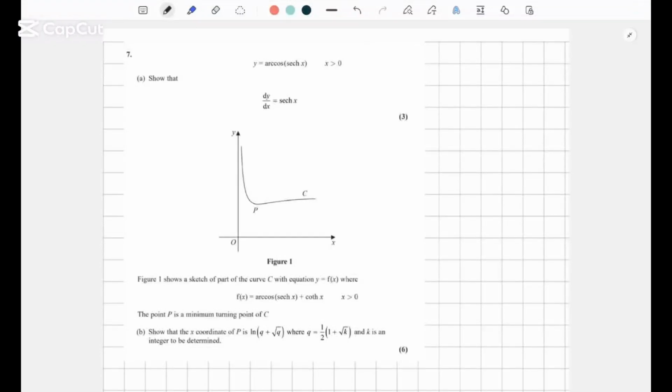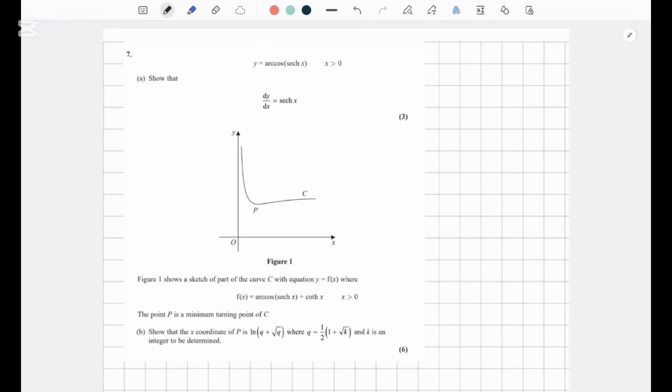Hi everyone, here we have another Further P3 question, and these are pretty complicated questions. They take some time to do, so bear with me, and it might take around 20 minutes.